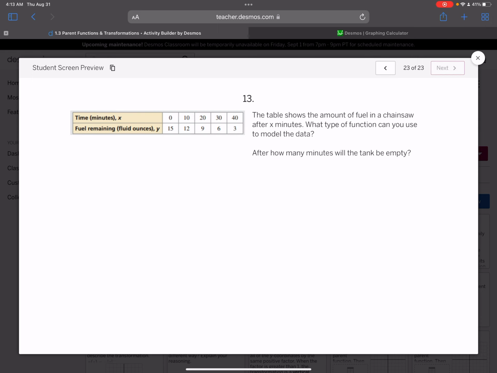All right, last problem. The table shows the amount of fuel in a chainsaw after x minutes. What type of function can you use to model the data? So I can't graph this, but you can graph it on your paper. But I can see from my table that my y values are going down by 3 each time, which I know is a constant slope. I know that's linear. After how many minutes will the tank be empty? Well, if I keep going down 3, the next y value would be 0, the next x value would be 50. So at 50 minutes, the tank would be empty. So again, linear and 50 minutes.